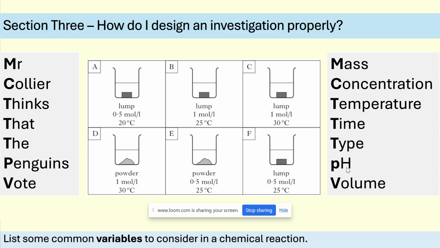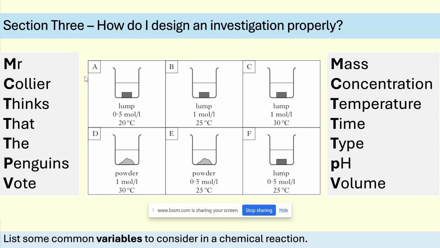Some common variables: Mr. Collier thinks that the penguins vote. So mass, concentration, temperature, time, type, pH, and volume. So we can see here, this is, again, 20 degrees, 25 degrees, half a mole, a lump. This is probably some kind of solid that's reacting with an acid at different temperatures and different concentrations.